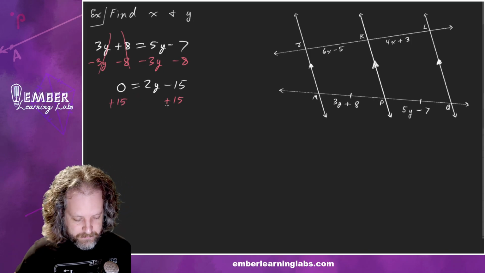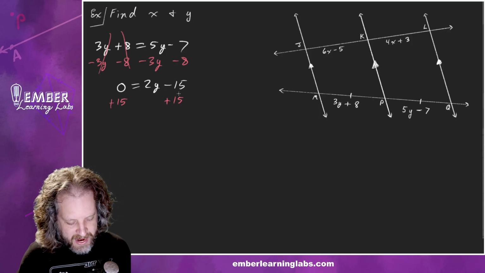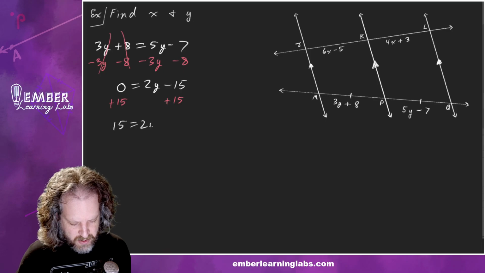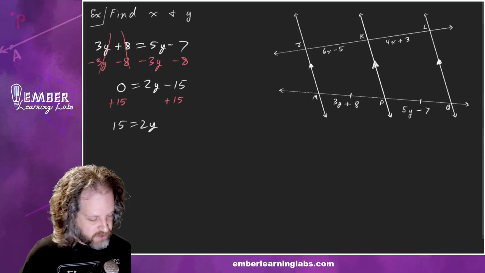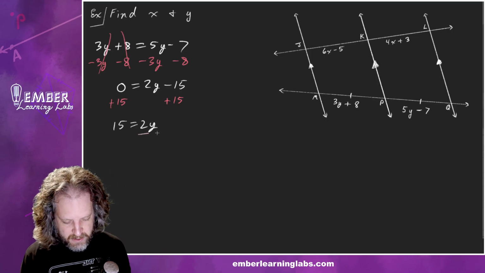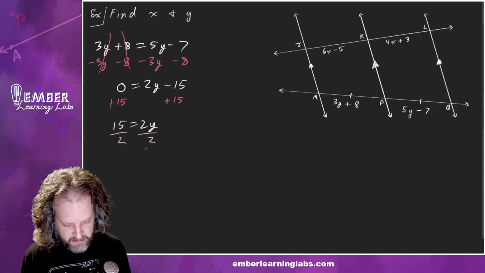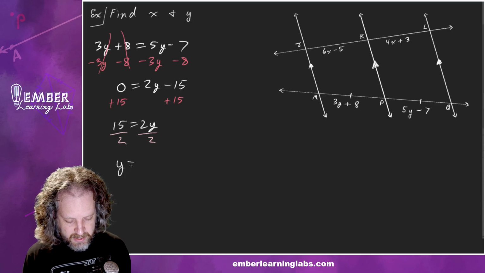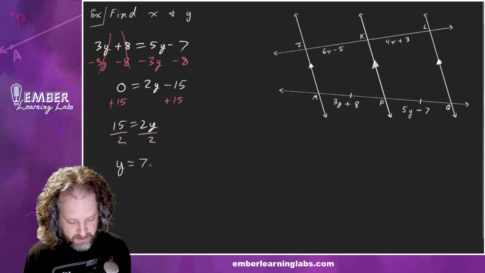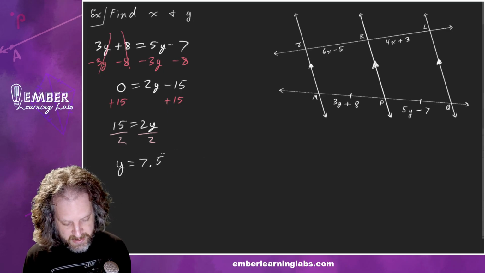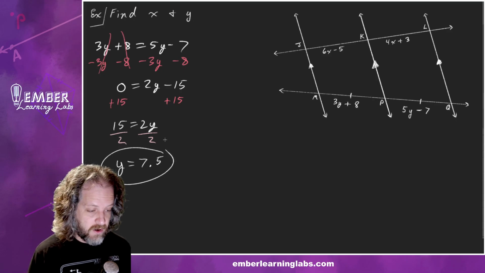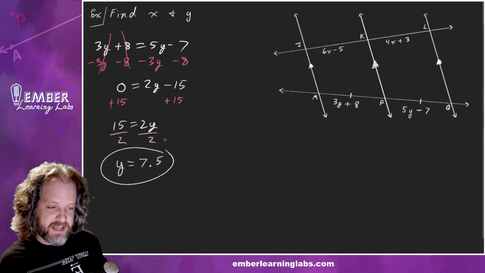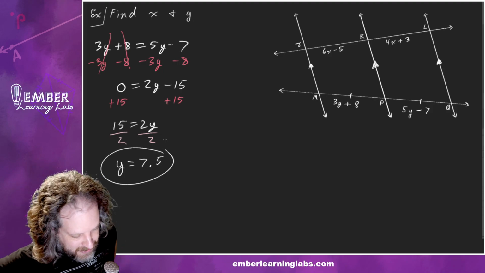It's not really a mistake, but so we're adding 15 to both sides. So we get 15 equals 2y. And then we've got to get rid of that 2. So we're going to divide by 2 on both sides. So we end up with y equals 7.5 or 7 and a half. You could write that either way. All right, to find x, it's pretty much the same. Honestly, it's not that big a deal at all.